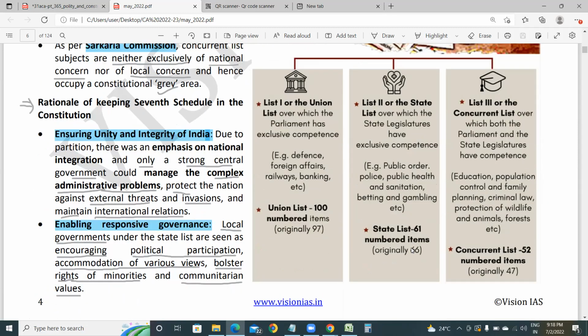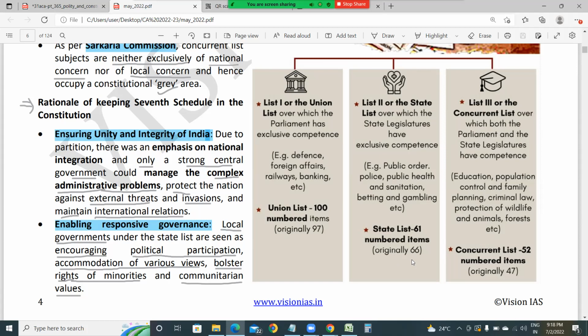Seventh schedule contains three lists. List 1 or the union list, over which parliament has exclusive competence. For example, defense, foreign affairs, railways, banking, etc. subjects come under this list. Originally, there were 97 items in this list, but now it is numbered to 100. List 2 or the state list, over which the state legislatures have exclusive competence. Subjects are like public order, police, public health and sanitation, betting and gambling, etc. This list originally contained 66 items and now it is numbered to 61.